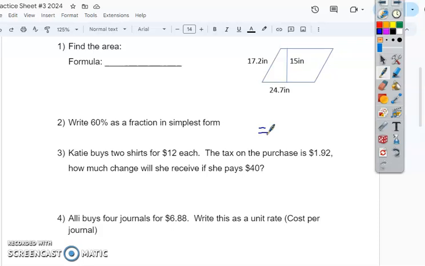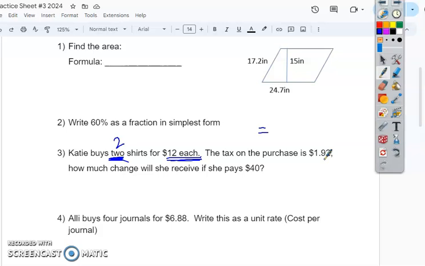Last week, we had a very similar problem, except it said Kathleen. This one says, Katie buys 2 shirts for $12 each. It is very common to put this in word form. You might want to write the number so you don't lose it. The tax on the purchase is $1.92. The good news is, guys, we don't have to calculate the tax. They're telling us the tax. So we're buying a shirt for $12, another shirt for $12, and then we have to pay also $1.92 tax. How much change will she receive from $40?